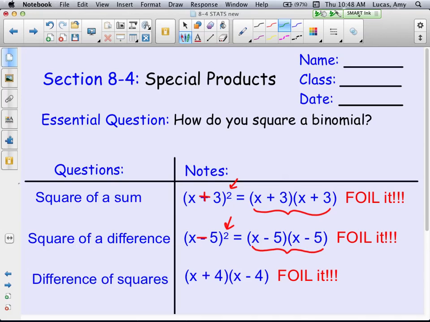Which brings us to what we did in the last section. We're going to be foiling it then. Because whether you connect them with the distributive property or the smiley face, you're still using FOIL.